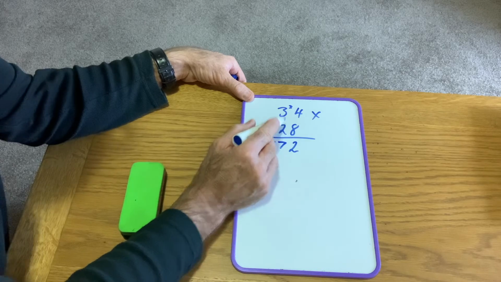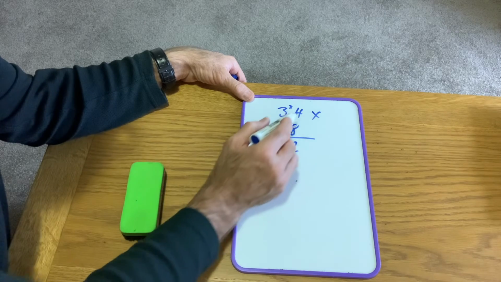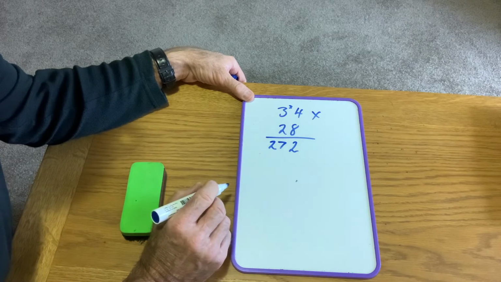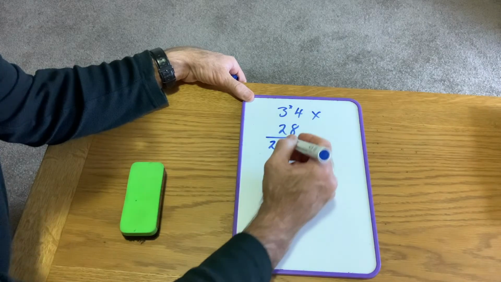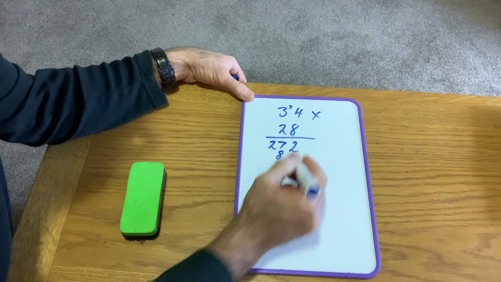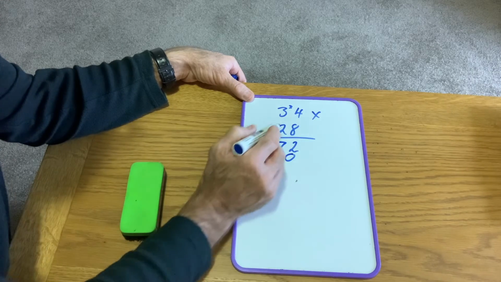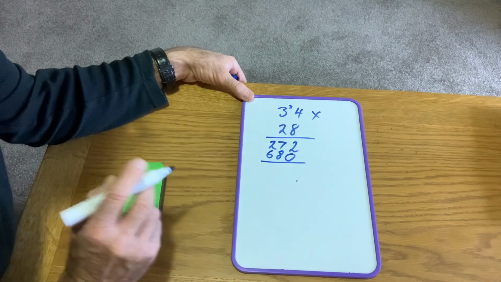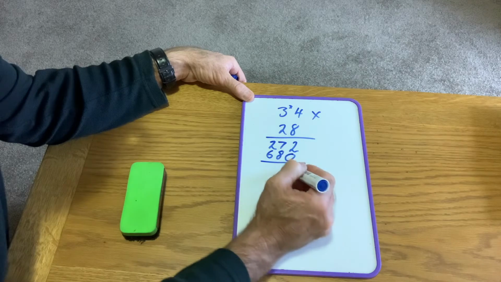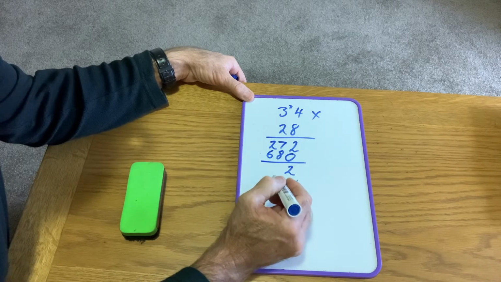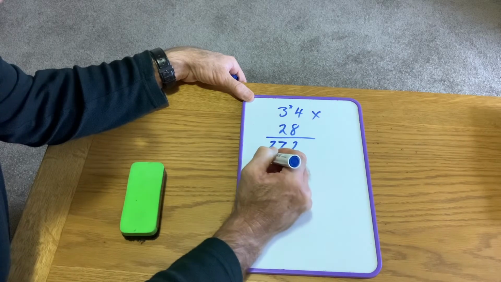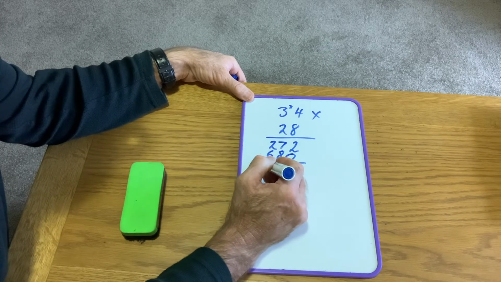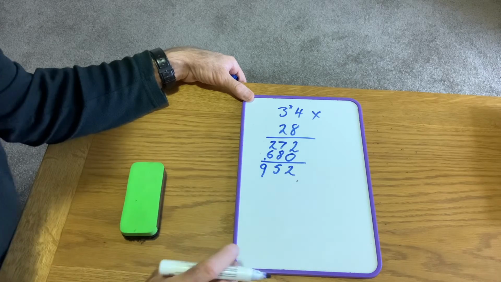Now we're going to do 20 times 34. 4 times 2 10s, or 2 10s times 4 1s, is 8 10s, which is 80. 8 10s, no 1s. 2 10s times 3 10s is 6 10s. Let's add them up. 2. 7 and 8 is 15, which is 5 1s and a 10. 6 and 1 is 7, and 2 is 9. 952.